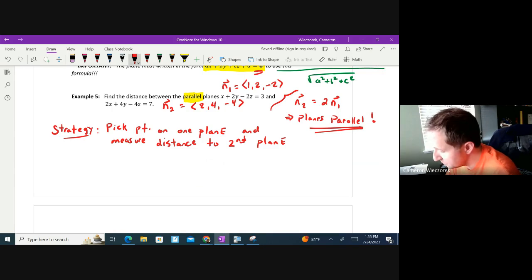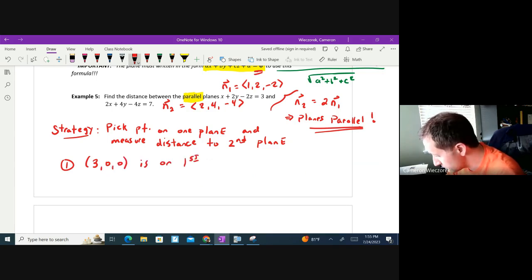It should usually be fairly easy to pick a point on the plane. If you plug in 0 for a couple of the coordinates, it should be pretty obvious to find a point on one of the planes. So, for example, if I let x equal 3 in the first plane and I let y and z be 0, then I get 3 equals 3, which is a true statement. So I know that (3, 0, 0) is on the first plane. And so what I'm going to do is measure the distance from that point, (3, 0, 0).